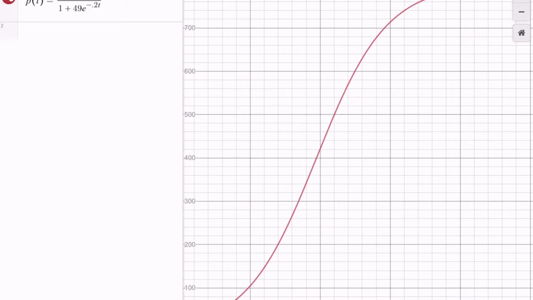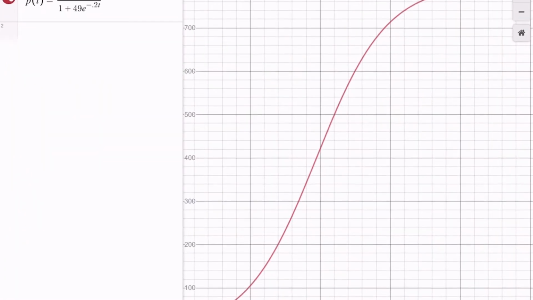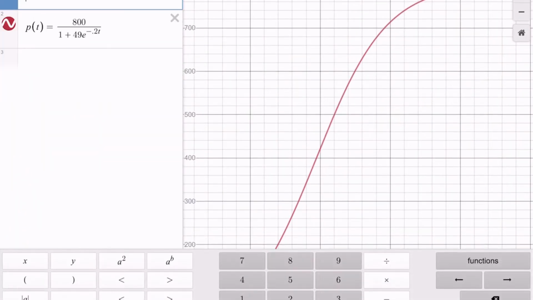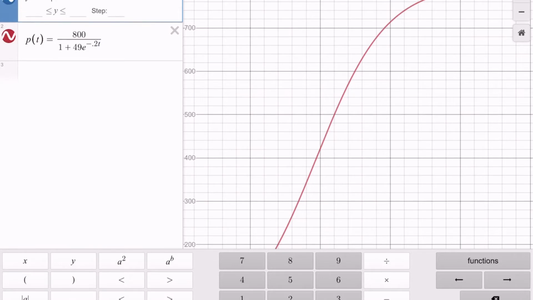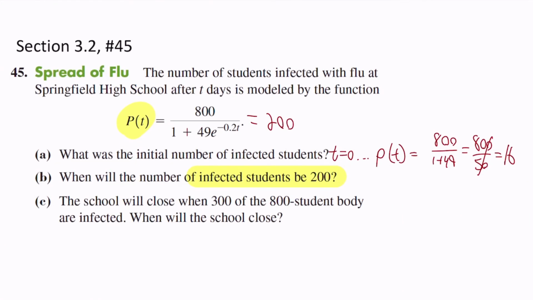Now the question that they asked is, when does the number of infected students equal 200? So we can just go over here and say y equals 200, and let's see where the two functions intersect, right? Like, when is the population 200? After 13.966 days we hit 200. So t equals 13.966, or let's just basically say 14 days.